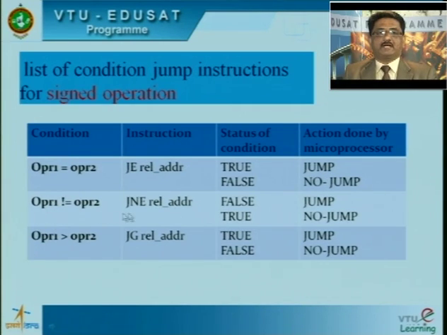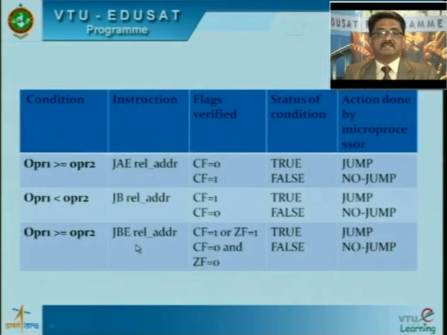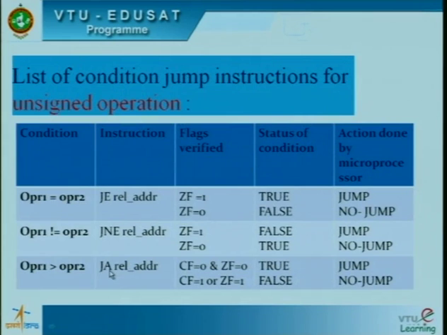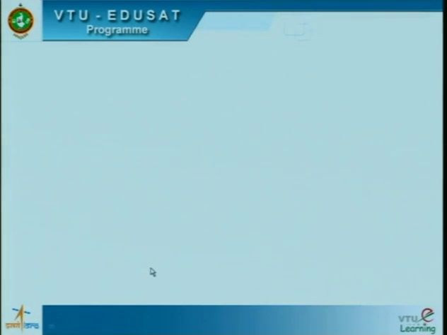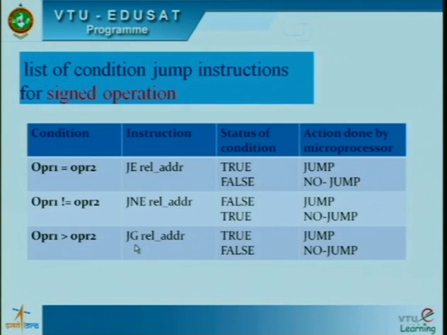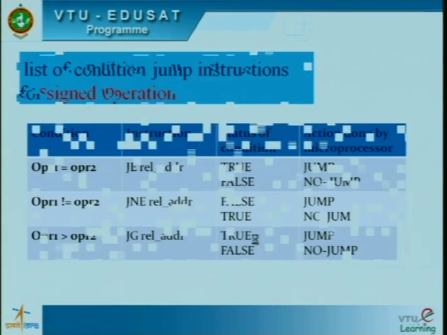Operand 1 not equal to operand 2, jump if not equal. Operand 1 greater than operand 2, jump if greater. If you carefully observe, in the previous case it was jump if above for unsigned operation, and the same thing here in the signed operation, we will be using jump if greater. So there it is above, here it is greater. So if operand 1 is greater than operand 2, if you want to check such a condition, I will be using the jump if greater instruction, JG relative address. If the condition is true, jump happens, otherwise no jump happens.